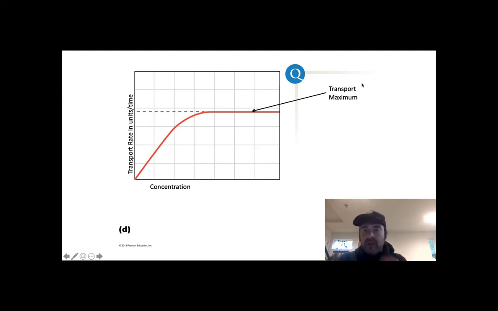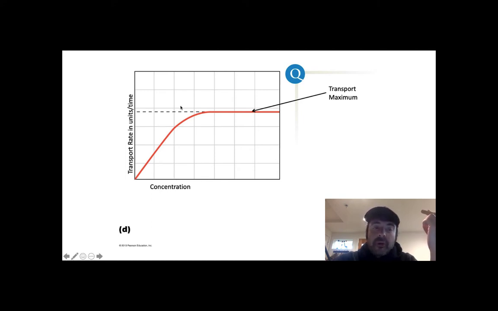And if you want to think about transport maximums, let's say we have 3 bank tellers, and each of those bank tellers takes 5 minutes to handle a customer. So you have one customer, that customer will get in and out in 5 minutes. You have 2 customers, so let's say you increase the concentration here, you increase the number of customers.